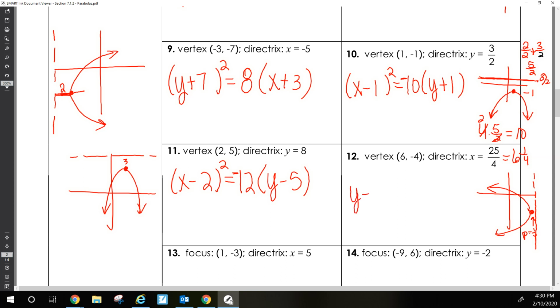That's going to be a (y - k) squared, 4p (x - h). Let's plug in our vertex, so it's going to be x minus 6. (y - (-4)) is going to become y + 4. If my p-value is 1/4, we want 4p. Well, 4 times 1/4 is 1, so we're just going to have 1 here, which you don't normally write. And since it's opening to the left, we're going to put in a negative sign there.